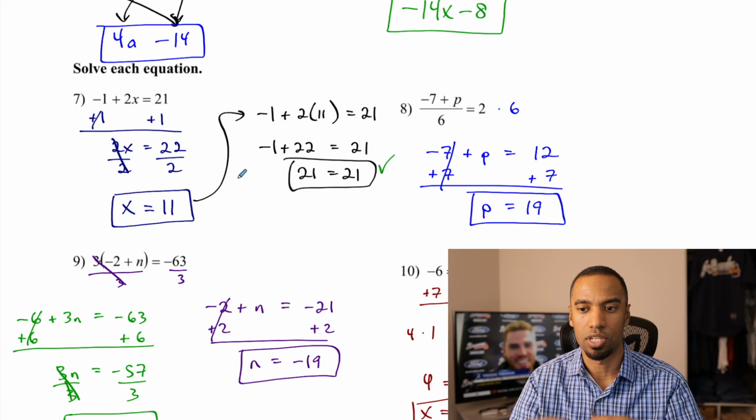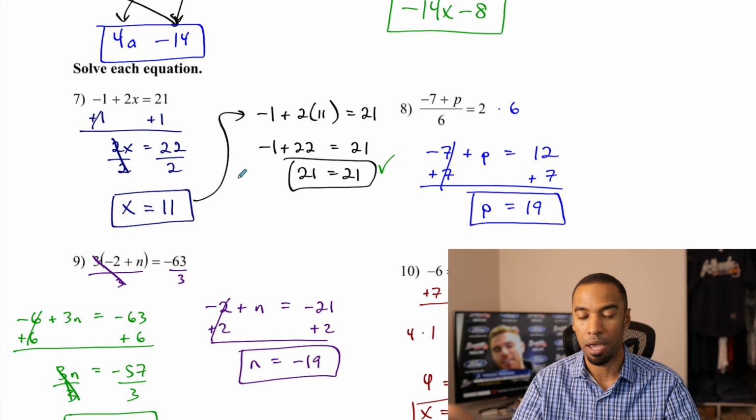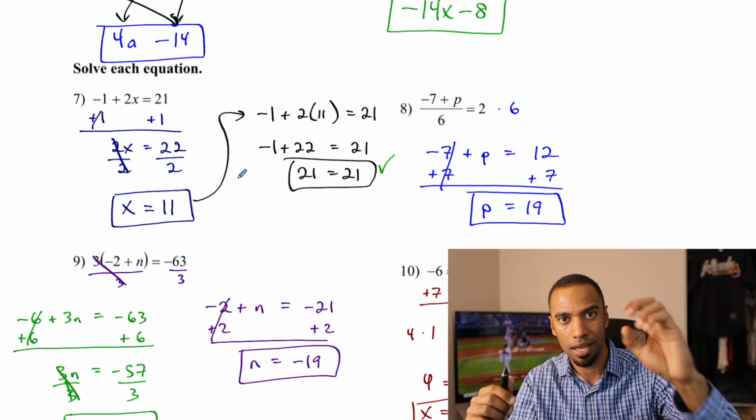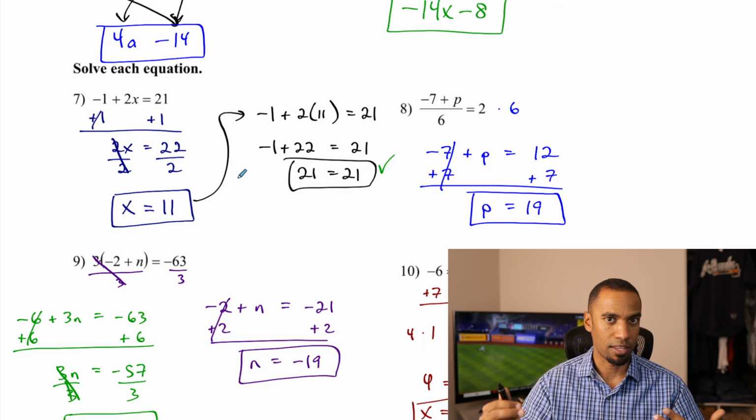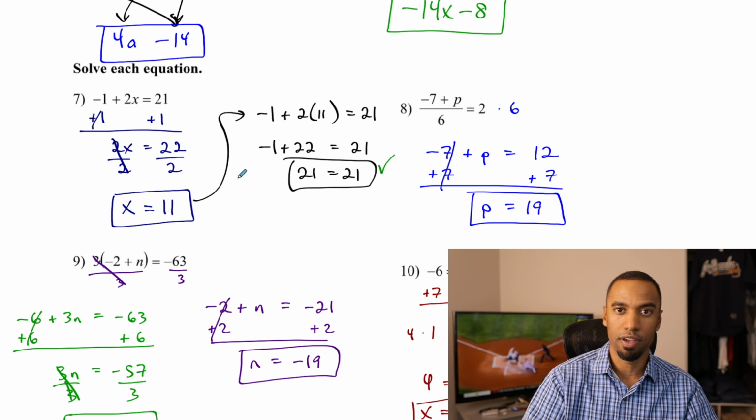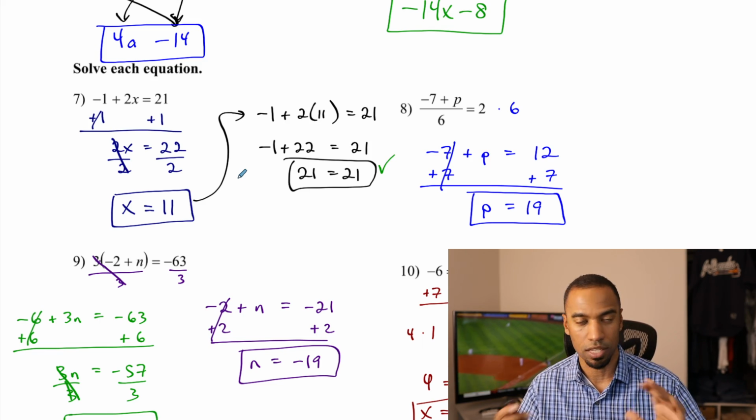And then solving equations, again, do what you can to isolate the variable by applying inverse operations. If you see a plus, use a minus to move it over and cancel it. If you see multiplication, use division to move it over and cancel it. Things like that, vice versa.